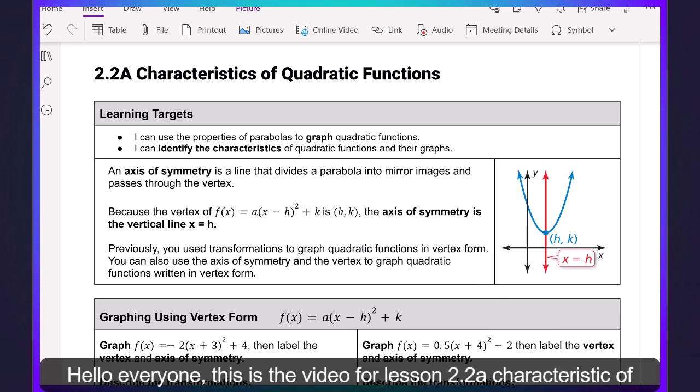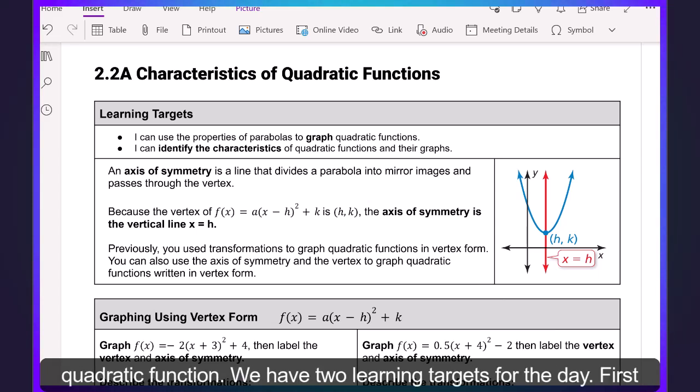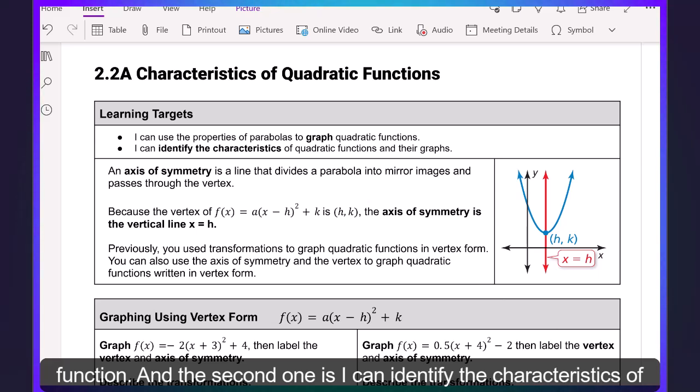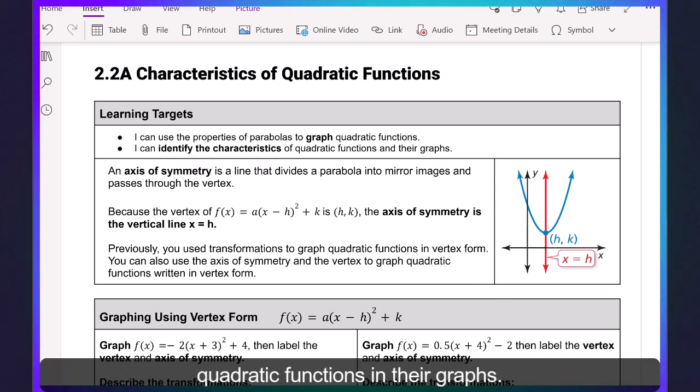Hello everyone, this is the video for lesson 2.2a, Characteristics of Quadratic Functions. We have two learning targets for the day. First one is I can use the properties of parabolas to graph quadratic functions. And the second one is I can identify the characteristics of quadratic functions and their graphs.